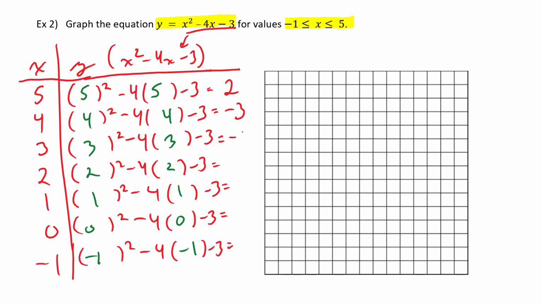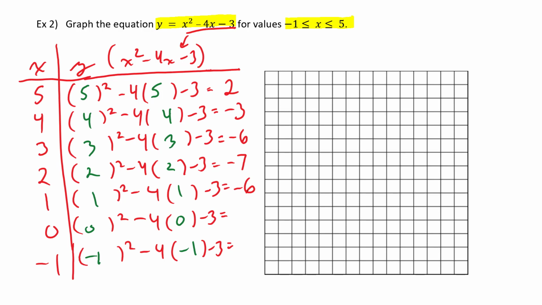-3, -3, -6. 2 squared is 4. Minus 4 times 2, which is 8. 4 minus 8 is -4. -3, -7. 1 squared is 1. Minus 4 times 1, which is 4. 1 minus 4 is -3. -3 minus 3, -6. Notice it was going down initially, and now it appears to be coming back up again.